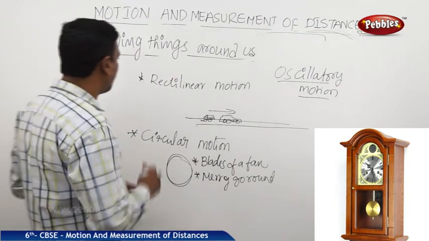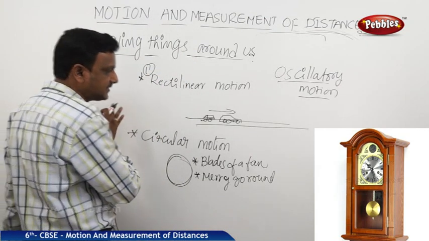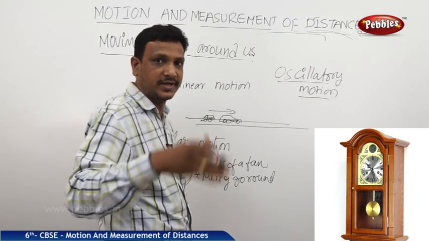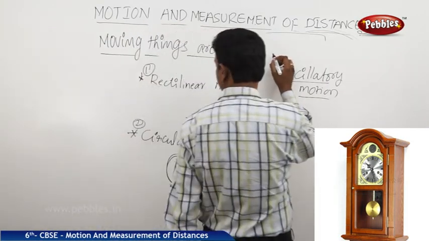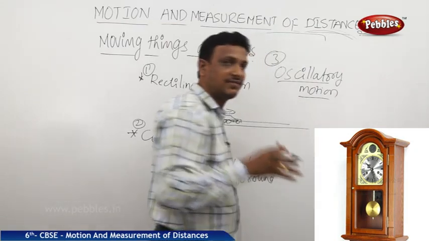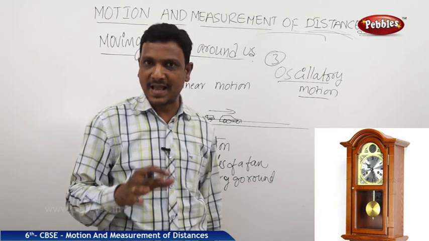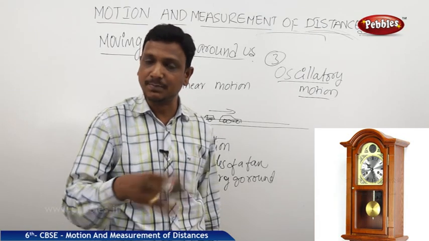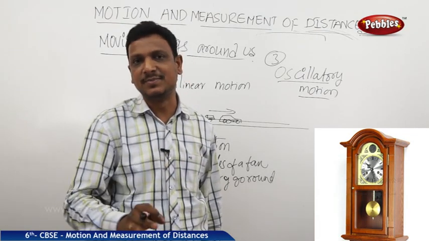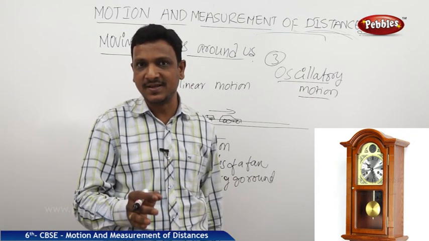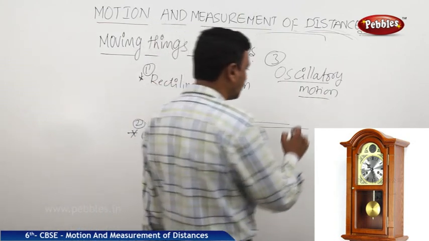So we see different types of motion. One is rectilinear motion, something which is traveling in a straight line. Circular motion, which is going round and round in a fixed path. And oscillatory motion, something which is going to and fro. If any motion is repeated with a specific time interval, you call it a periodic motion.